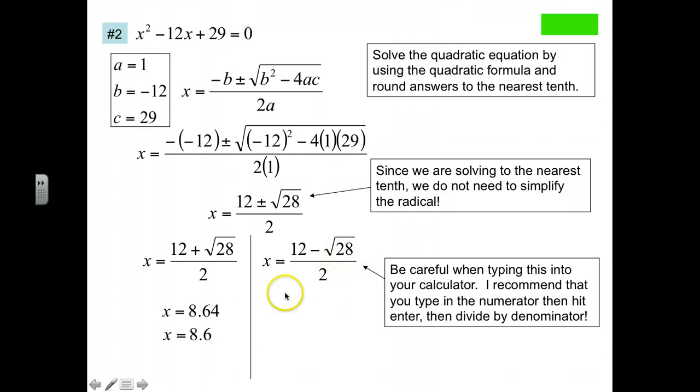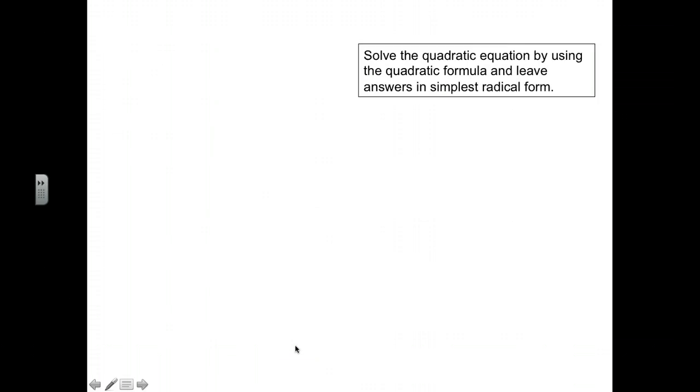When you do this, you should get 8.64, and if I round that to the tenth, meaning 1 decimal place, it will be 8.6. And the same goes for the other side. It becomes 3.35, which to the nearest tenth is 3.4. And those are my roots.